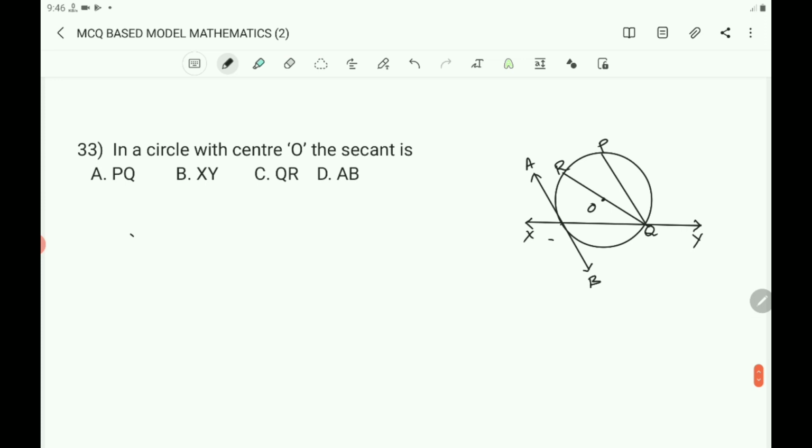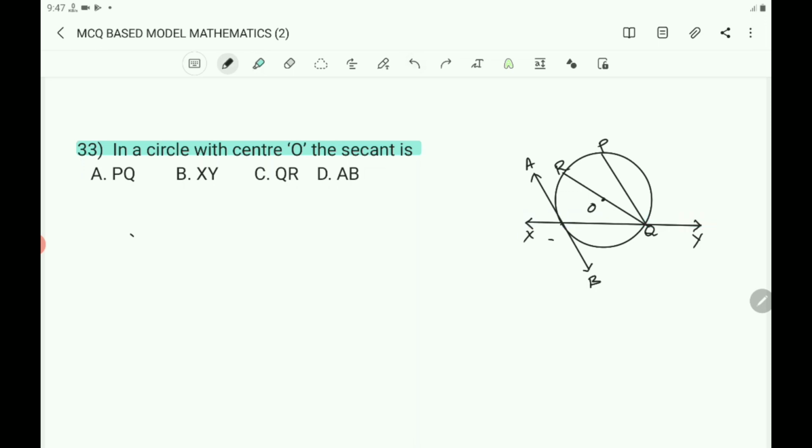Next you take the question number 33. In a circle with center O, the secant is... You know that secant is a line which intersects the circle at 2 points. Here chords are there. PQ and RQ are the chords which join 2 points on the circle. But here the line which intersects the circle at 2 points is what? That is XY.